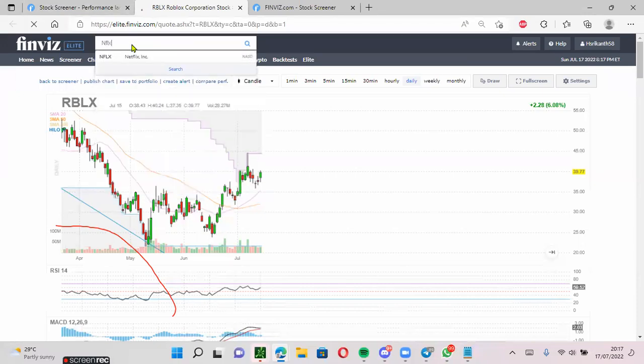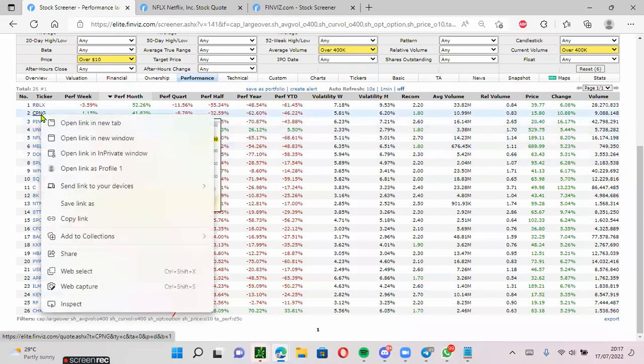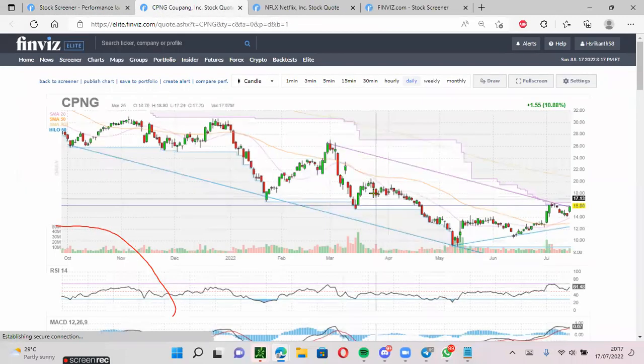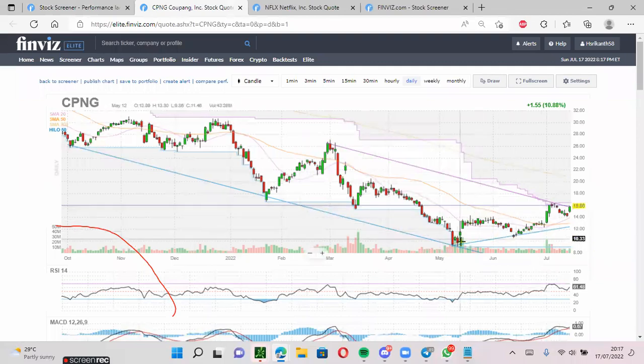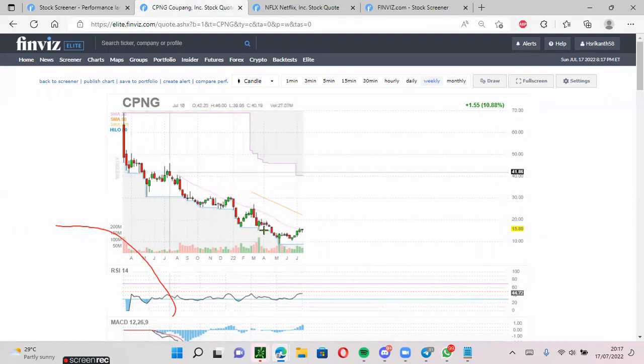Can you see Coupang please? Yeah, Coupang, you want to know? Yeah. Okay, if you see Coupang, it was trying to break down all the way to $9, and now it is trying to break out slowly and steadily. I expect this stock to do pretty good. It is having bearish sentiment yet, but eventually it is trying to break out.